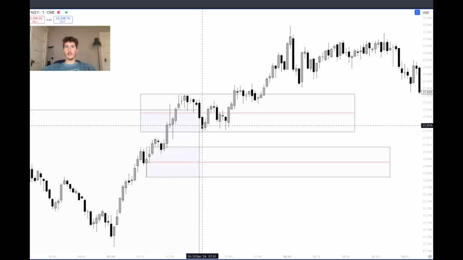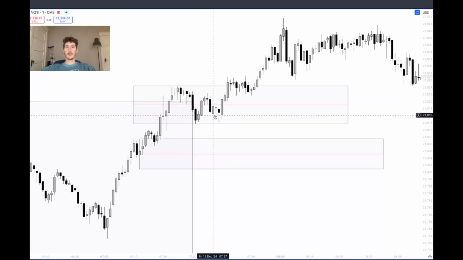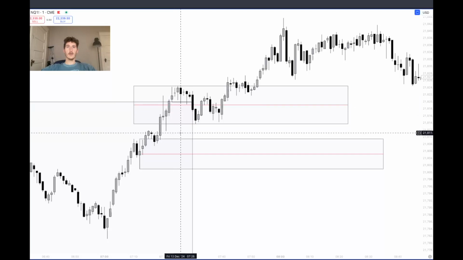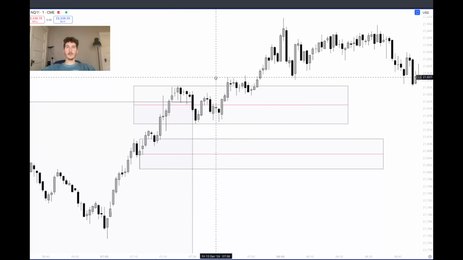We make our valid pullback, okay? And after making that valid pullback, whether it's below this candle or this candle, we swing up and go close above that valid pullback.